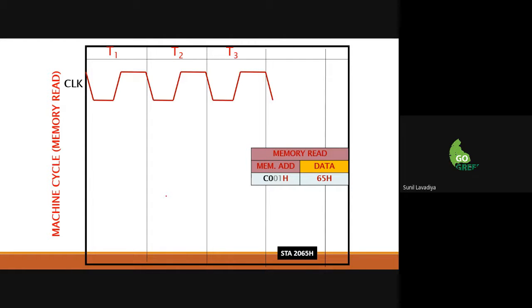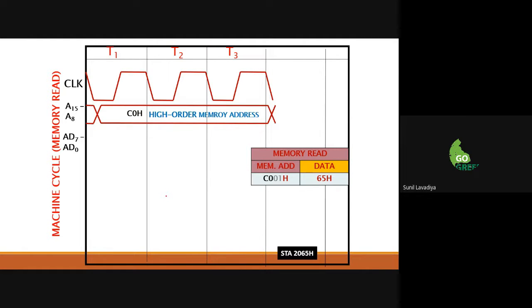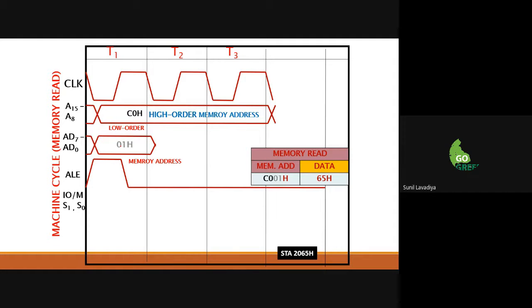Again three states are there, T1, T2, T3. A8 to A15 is the higher order address line. AD0 to AD7 is the lower order. ALE comes in the first cycle. The low order address is 01 here, because 00 was already considered in the previous one. So we have considered 01 here because in the previous one we gave 00.